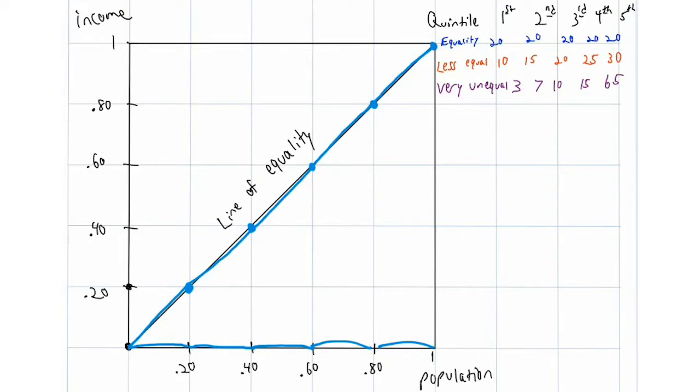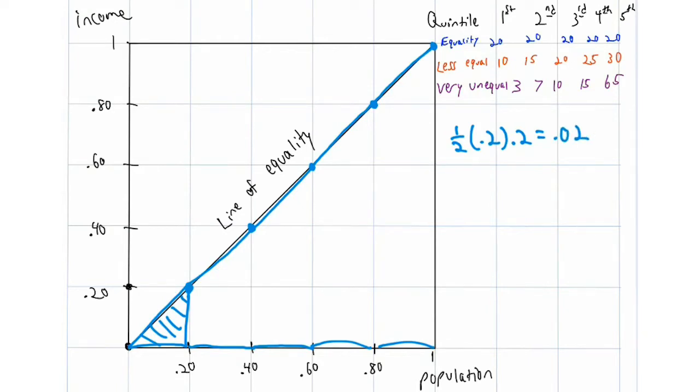So the way that we're going to do that is start by calculating the area beneath the Lorenz curve. So you'll notice this first quintile we can always calculate as the area of a triangle. So let me do that for you. We have 1/2, and then the base is 0.2, and the height is 0.2. So if you work that out, you'll get 0.02.